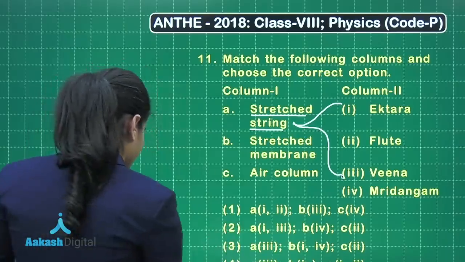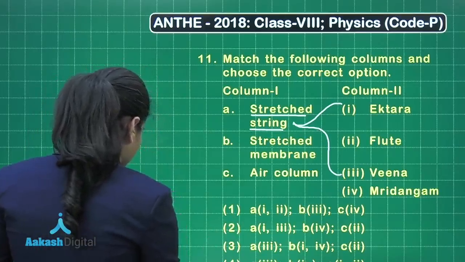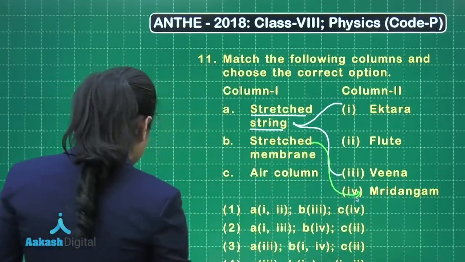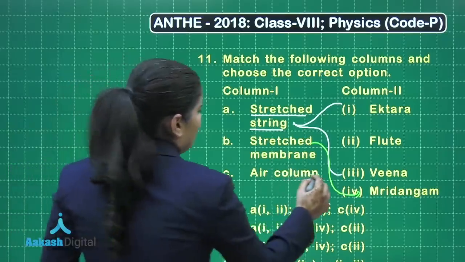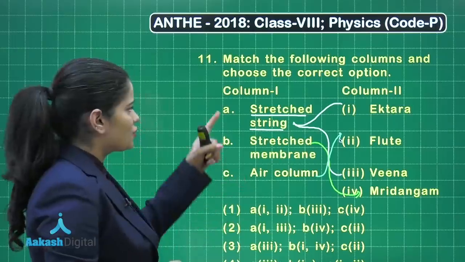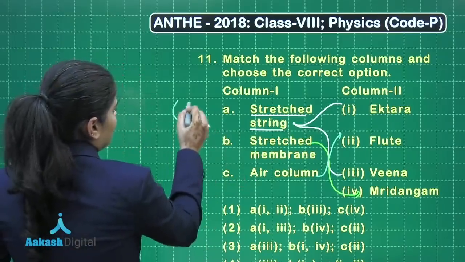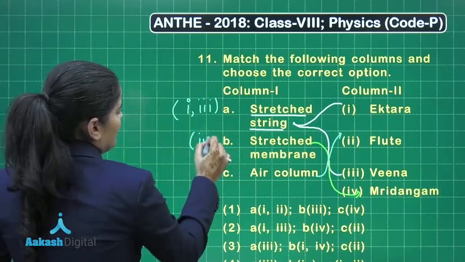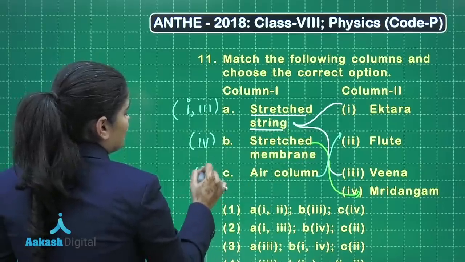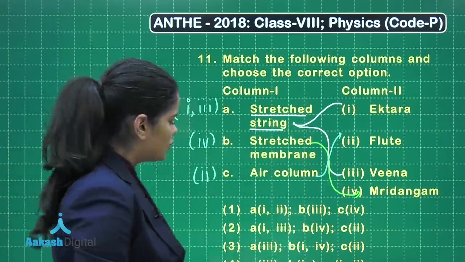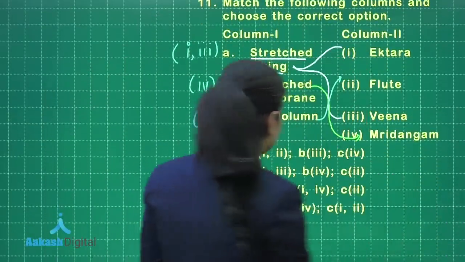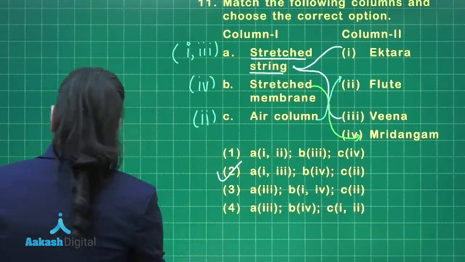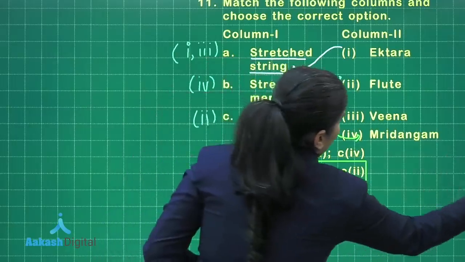If you relate these also, the stretched membrane will be linked to the Mridangam and the air column will be linked to the second part. So A is related to both 1 and 3. B is related to 4 and C is related to the second part of column 2. If you have a look at the given 4 options, you can clearly see that option number 2 is the correct option. So I am just going to put it into the box as well. I hope this question is quite clear to you.